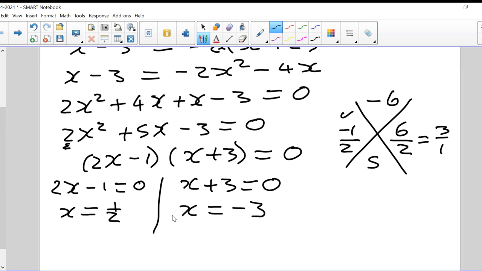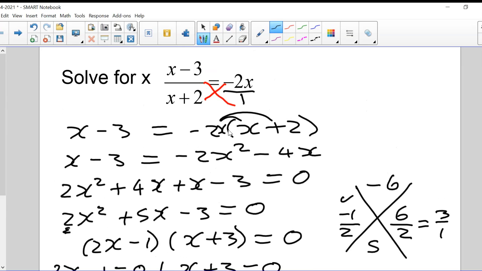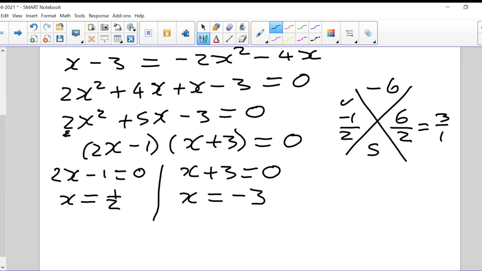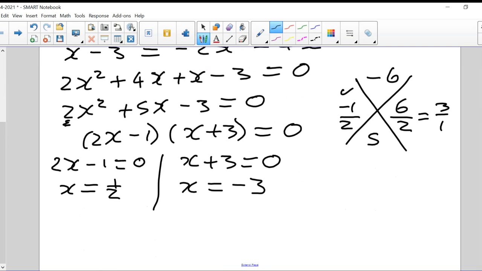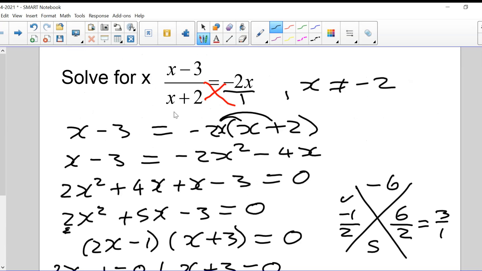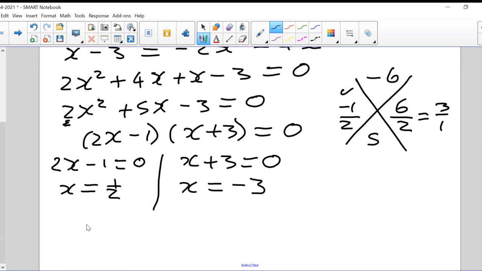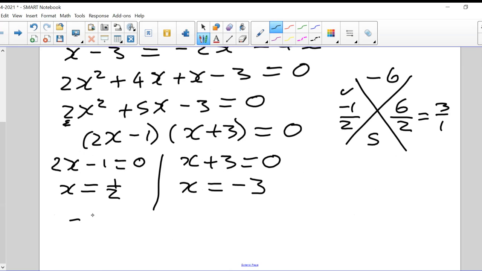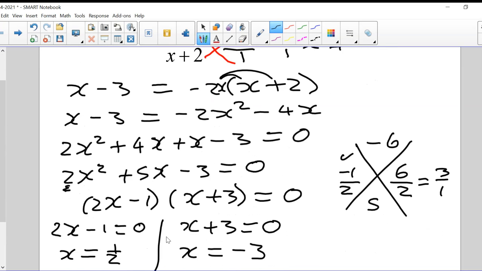But both of these answers are fine because the only restriction here is that x cannot be equal to minus 2. Well, it turns out that neither of these answers is minus 2, so we're good. But I'm going to check it still, right? Even though the answers say that minus 3 is one of them, I'm going to double check that. I'm going to put minus 3 into the original function. So the original function was, I'll show you again, x minus 3 over x plus 2. So minus 3 over minus 3 plus 2 should be equal to minus 2 times minus 3.